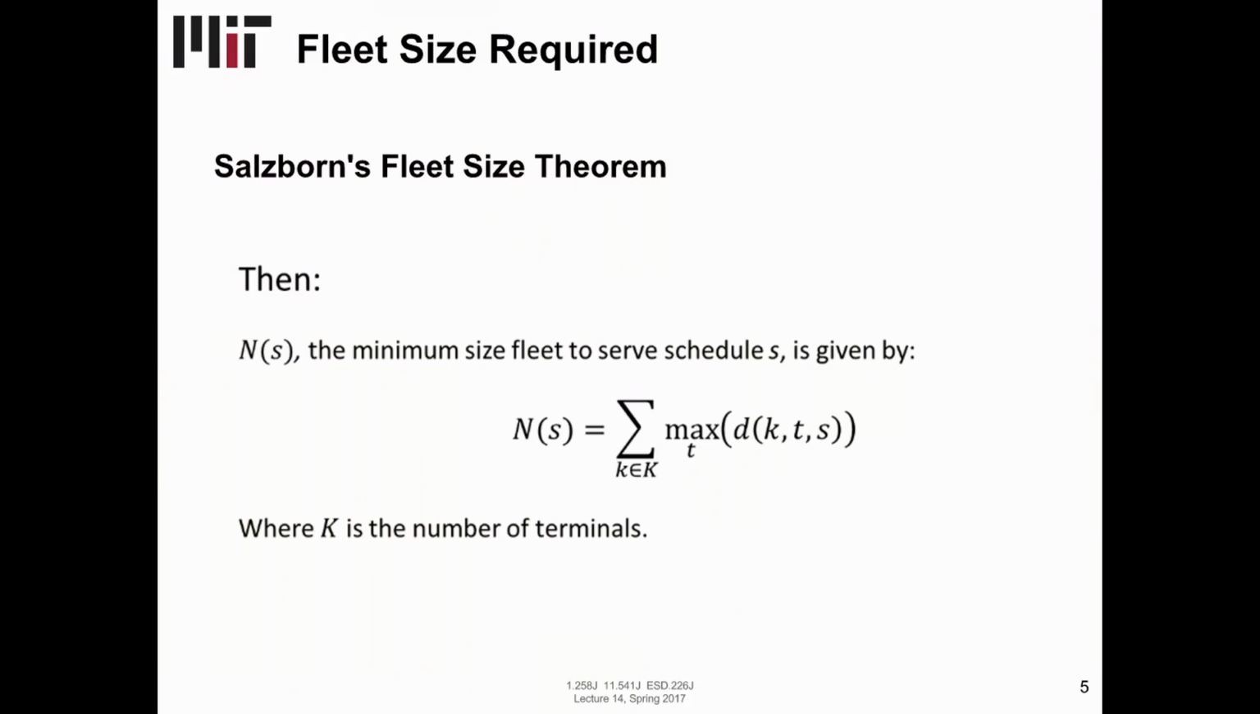So the fleet size theorem says that if we compute the maximum deficit over all time intervals for each terminal, and we add those up, we will get the total number of vehicles that is required to deliver the service. So it's basically this equation: the summation over all terminals of the maximum over T of the deficit function.